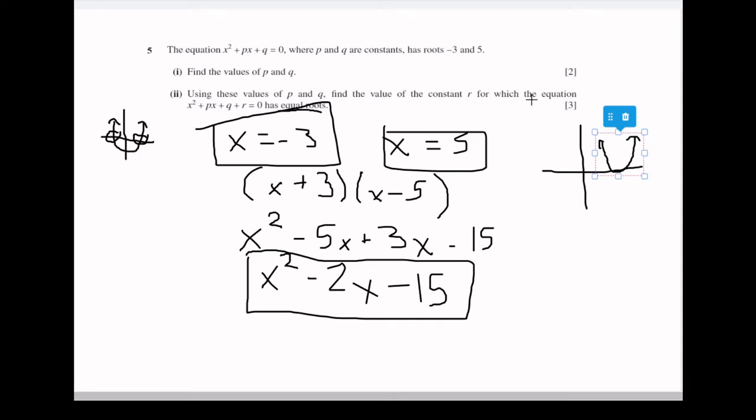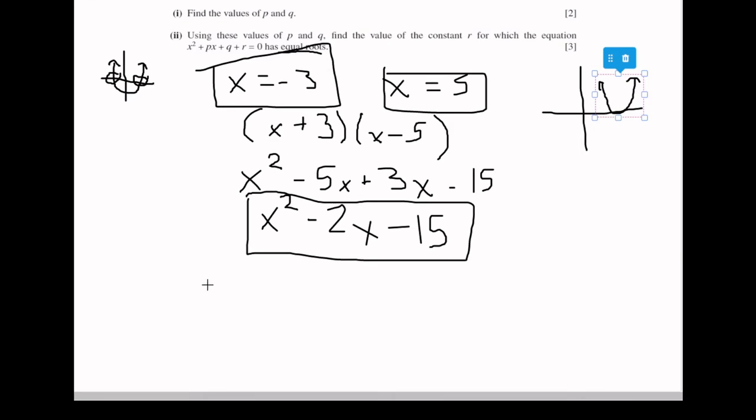So we're supposed to find it for the equation x squared plus px plus q plus r equals 0. So we're just going to rewrite that first. We're going to symbolize that. That way it looks a little easier to see.